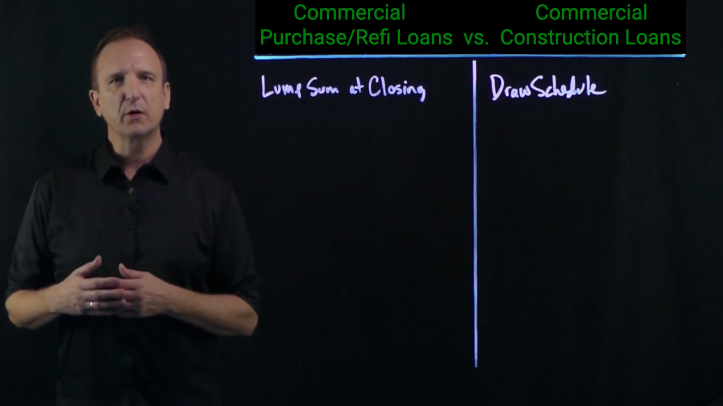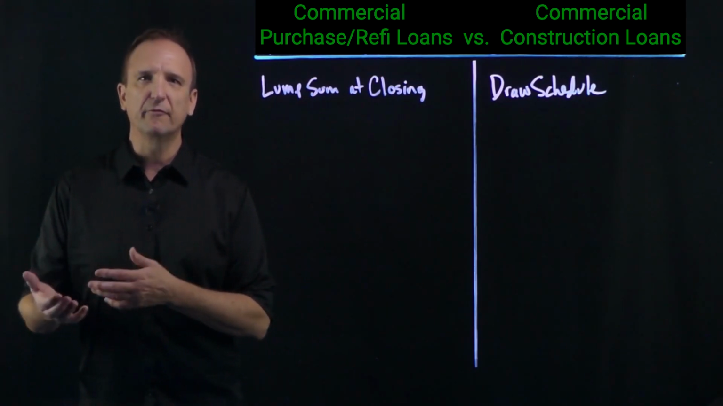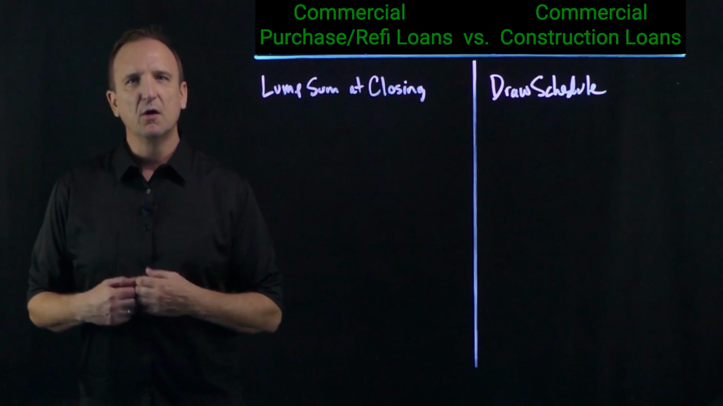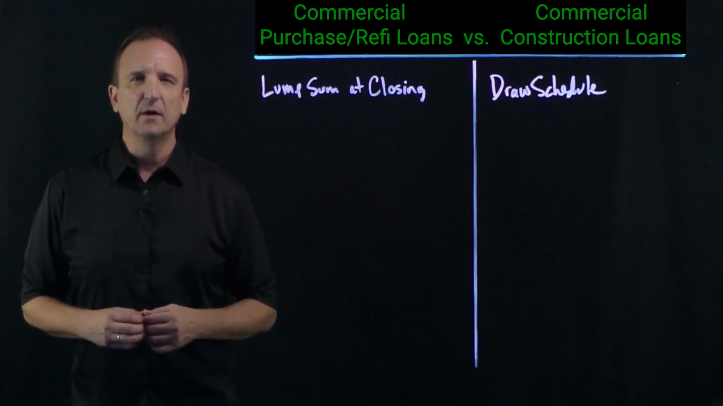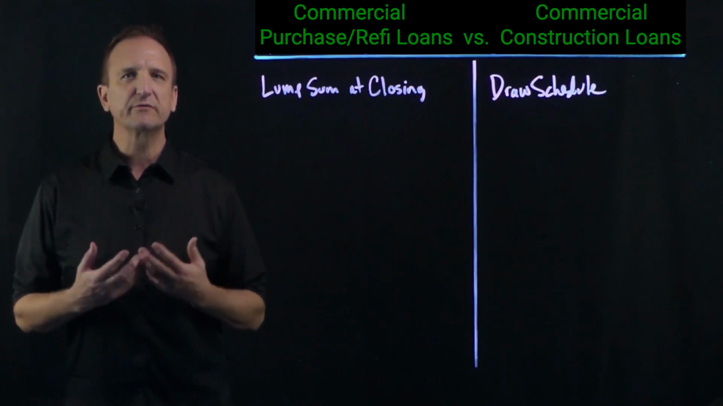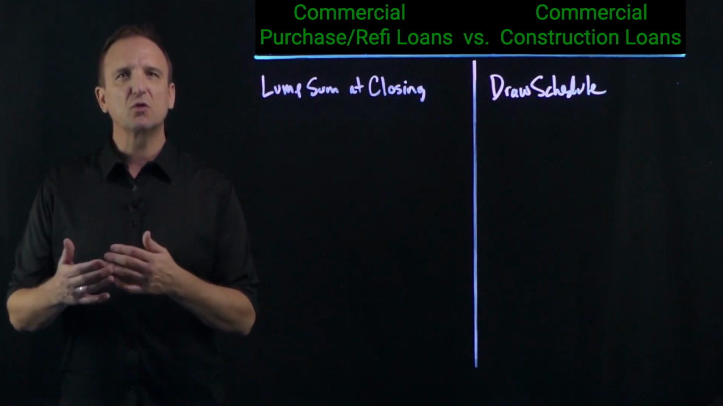The first and most significant difference between a conventional loan and a construction loan is that with a conventional loan, the borrower receives all of the money up front, either to complete the purchase, or to pay off the old loan, or to receive cash out. Whereas a construction loan is set up sort of like a line of credit. It's on a draw schedule.